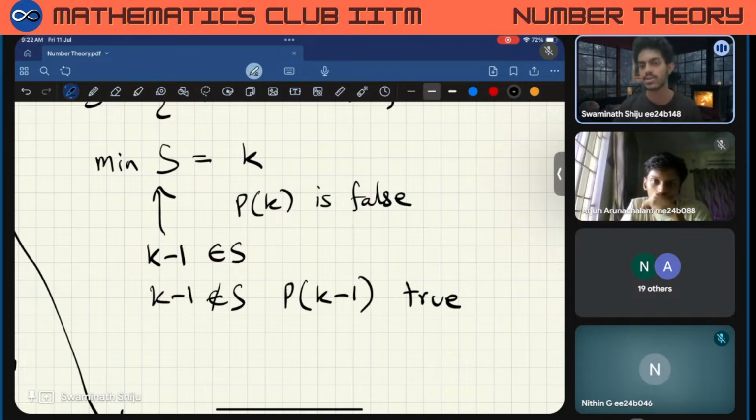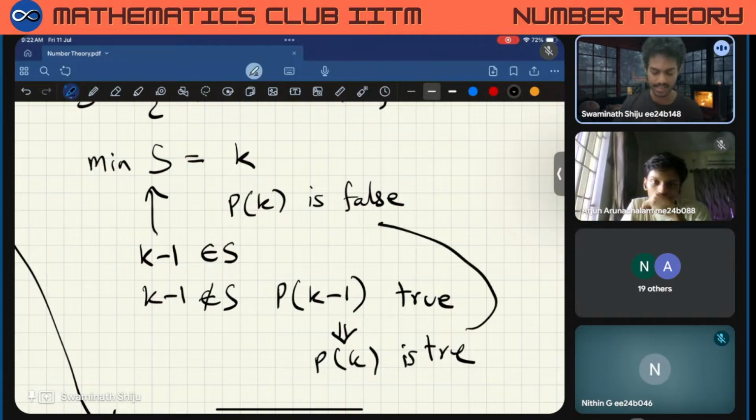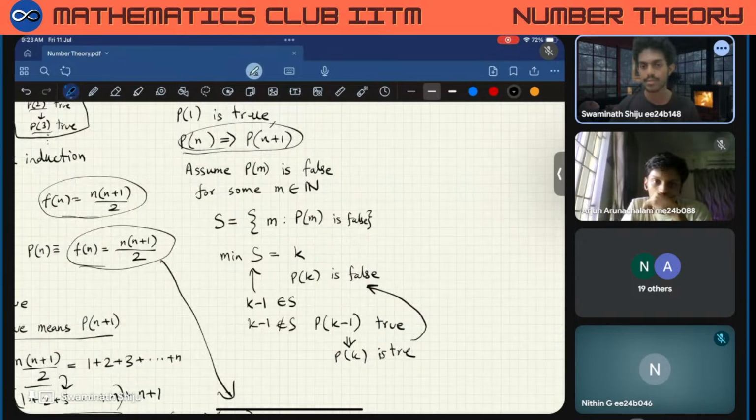But if Pk minus 1 is true, that means Pk is true. That is again a contradiction. So in either scenario, you get a contradiction here. That means the assumption is false. Any doubts about the proof? You can put it in the chat, raise your hand, whatever is fine.